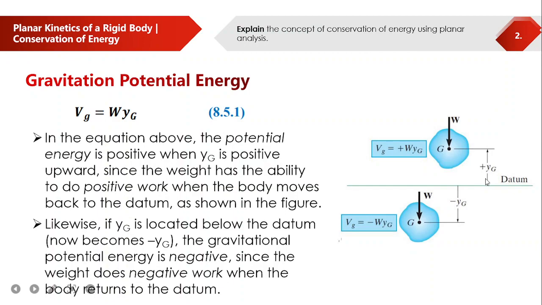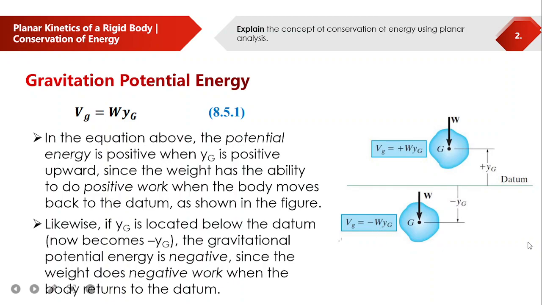Pwede mong gamitin yung distance niya. Neglect mo na lang yung mga direction na yan. Dito na lang tayo magbabase sa distance niya or height niya from the datum or the reference line. Kung above, positive yung y sub g mo, therefore positive din yung potential energy mo. Kung sa ibaba naman, therefore negative yung distance mo, that will be also negative yung potential energy.